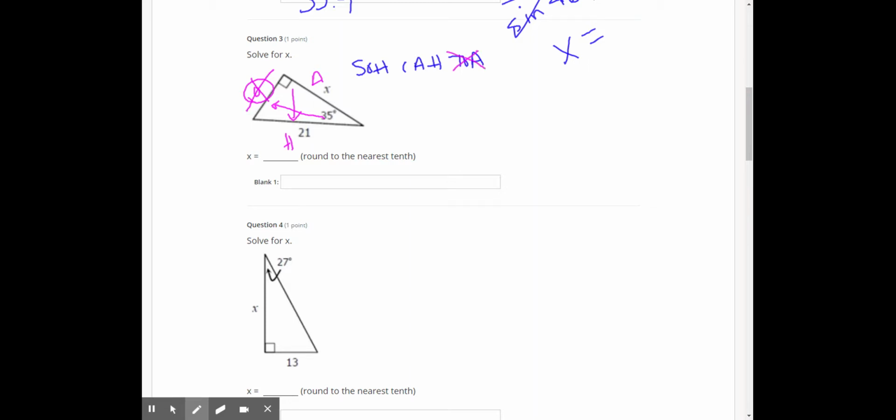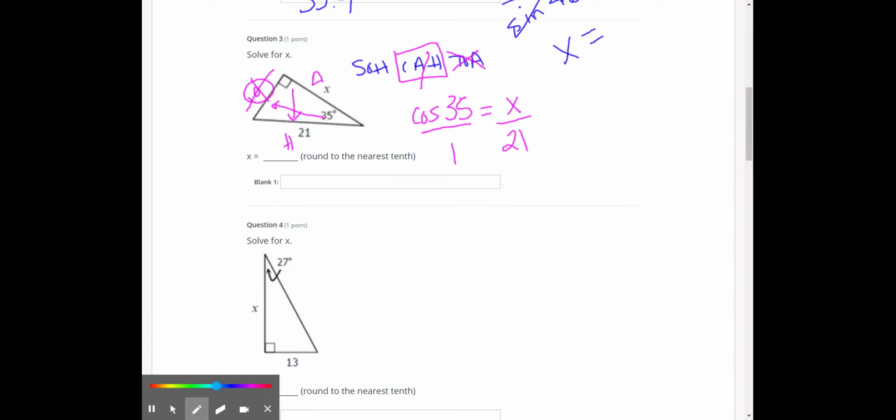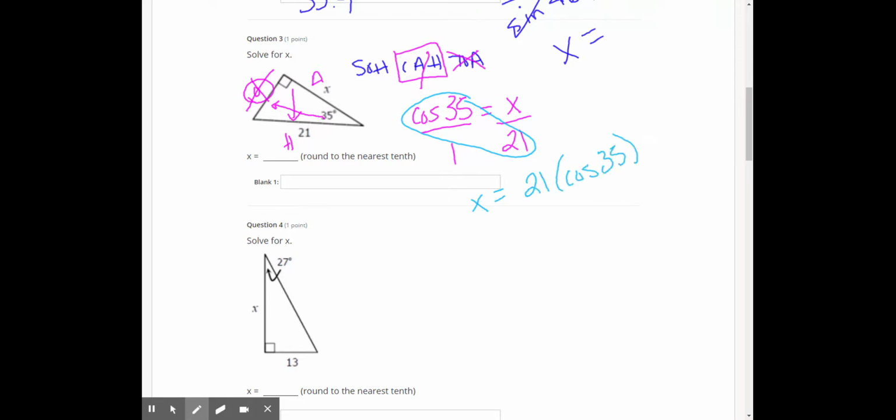I'm not going to use TOA, and we want the adjacent. So we're going to use cosine. So cosine of your angle, 35, equals a over h. Remember, that just is made into a fraction. So x over 21. If we make that a proportion again, all we're going to do is cross multiply. This time we get x equals 21 times cosine of 35. Because the x is in the numerator, we just cross multiply and go about our day, right?